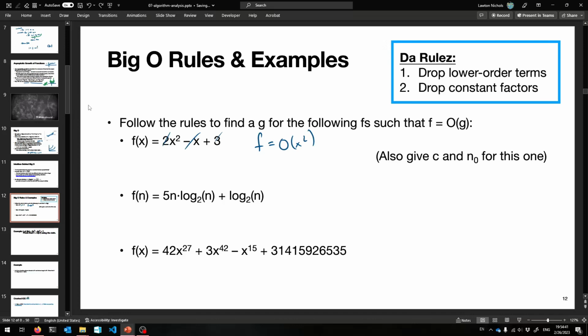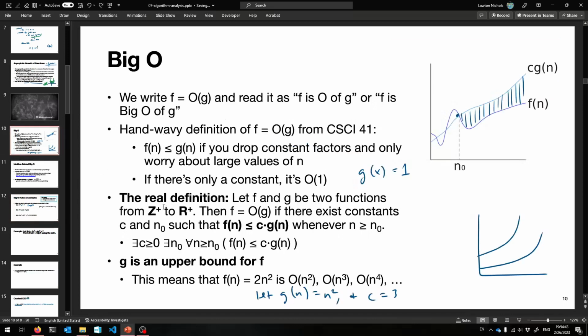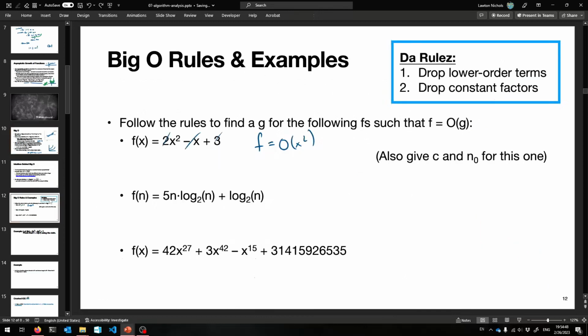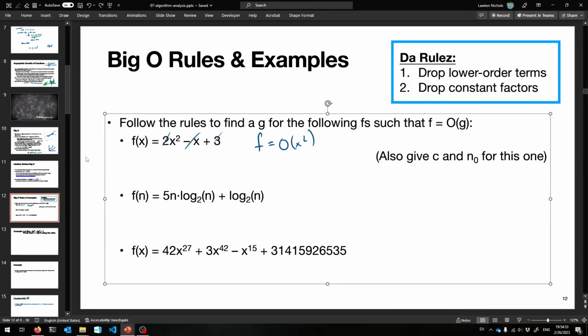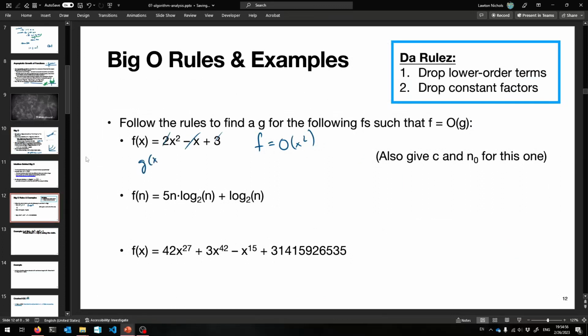All right? So let's give c and n naught for this one. Let's just prove it under the definition of big O. We have to pick a c and an n naught and prove that this always works out. Let me show you that. So, for example, f is big O of g, and g of x is x squared. And the reason this works, the reason x squared can bound this above, is we can pick a constant, let's say c equals 3, and that will give us 3x squared, right? And we just have to prove that 3x squared is always bigger than f from some point onwards.